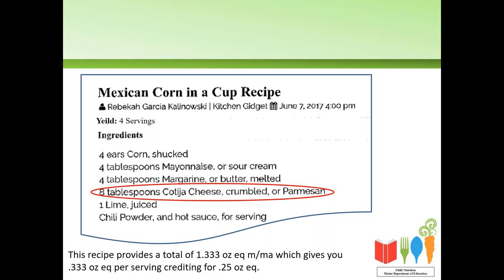So now we have a little bit of math to do. The recipe here called for 8 tablespoons, a half a cup, but for a 1 ounce meat alternate, we need 3/8 of a cup. So after doing some math, the recipe will provide us with a total of 1.333 ounce equivalents of meat alternate, which gives you about 0.333 ounce equivalents per serving. And in our case, we round down, so each serving of this will give you a 0.25 ounce equivalent of meat alternate. In this particular case, this is going to be a side dish, so hitting that meat alternate might not be necessary, but it's always important to have that information on hand.